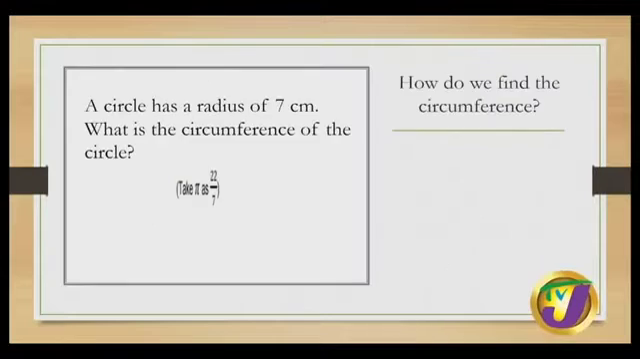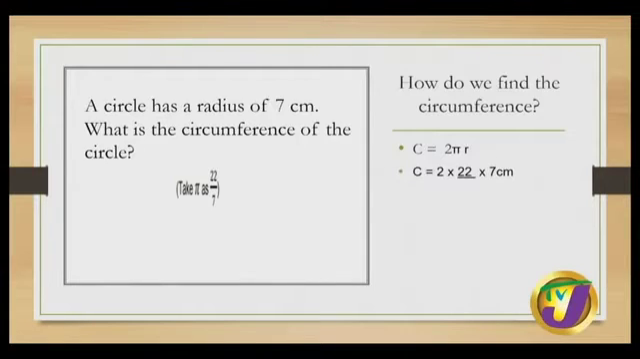Next question for today. A circle has a radius of 7 centimeters. What is the circumference of the circle? How do we find circumference? Yes, we use this formula that says the circumference can be calculated with 2 pi r, which is 2 radius multiplied by pi. They also gave you the value of pi that you should use for this calculation, which is 22/7. So we're just going to substitute the values that were given.